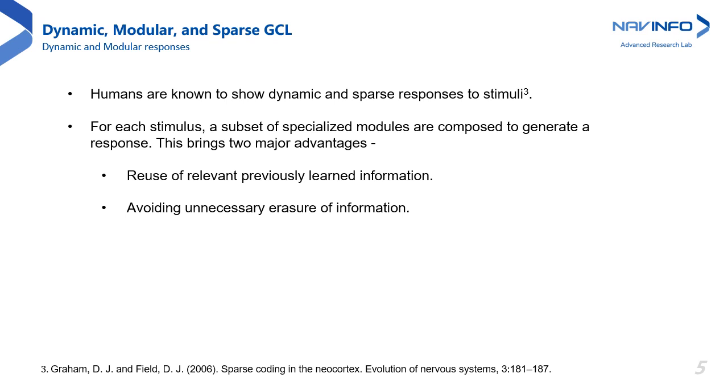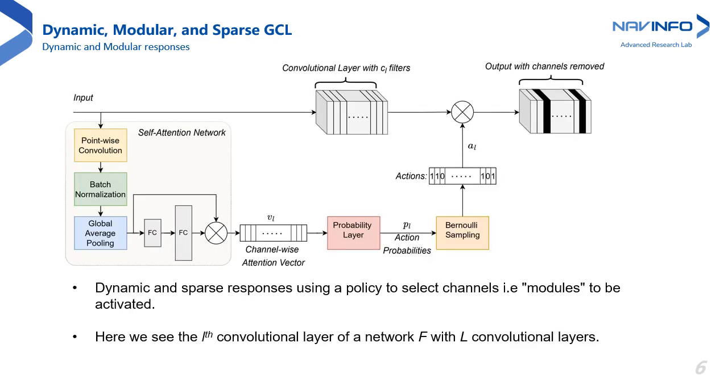First is dynamic, modular, and sparse response to stimuli. Humans show dynamic and sparse response to stimuli. This involves dynamically composing a subset of specialized neural modules available to respond to each stimulus. There are two advantages to this. 1. Relevant previously learned experience or stimulus can be reused for new experience or stimulus. 2. Information irrelevant to current stimulus but relevant for previously seen stimuli is not unnecessarily erased.